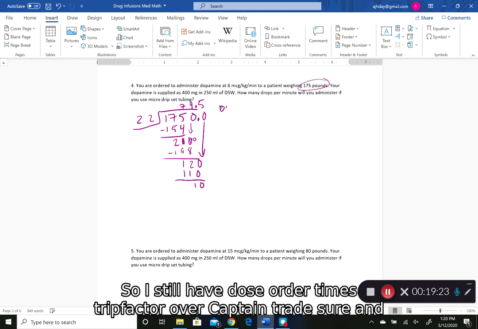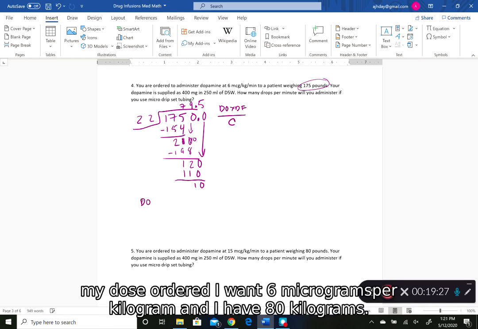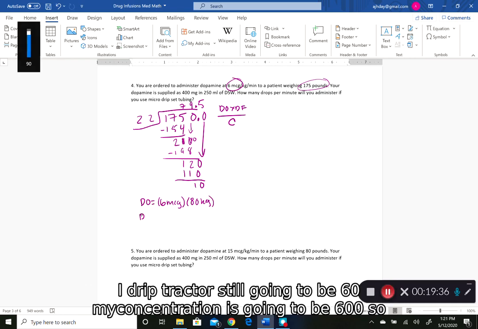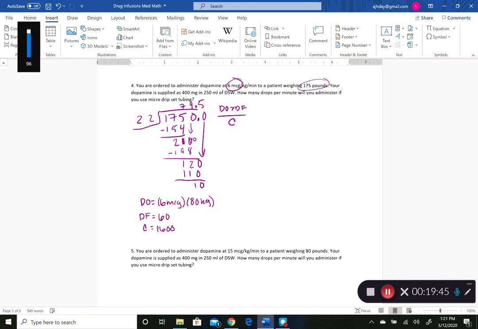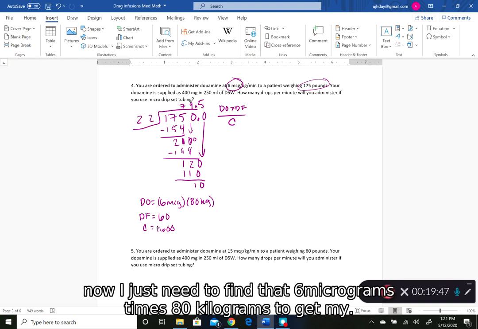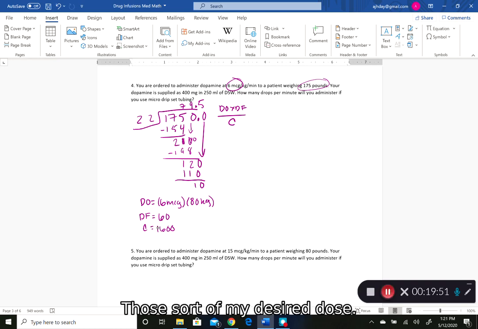So I still have dose ordered times drip factor over concentration. My dose ordered, I want 6 micrograms per kilogram. And I have 80 kilograms. My drip factor is still going to be 60. My concentration is going to be 1600. So now I just need to find that 6 micrograms times 80 kilograms to get my dose ordered, my desired dose.